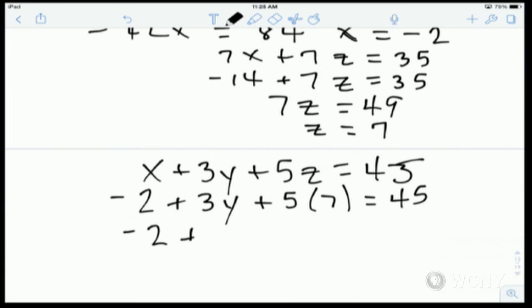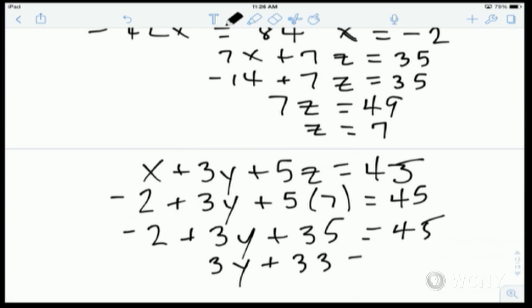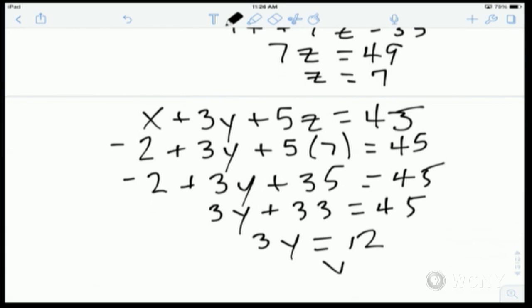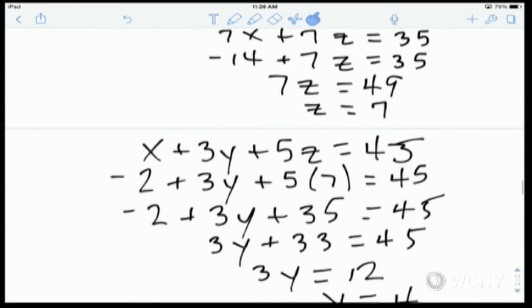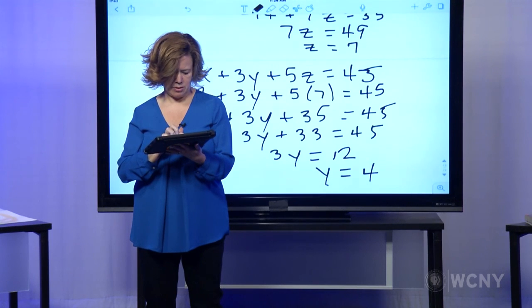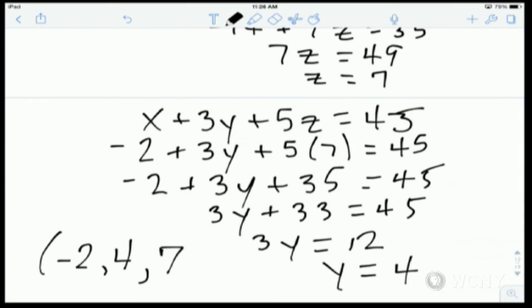Negative 2 plus 3y plus 35 equals 45. 3y plus 33 equals 45. Subtract 33. 3y equals 12. Divide by 3. y equals 4. So finally, we have a solution to our 3 by 3 system. We have x equals negative 2, y equals 4, and z equals 7.